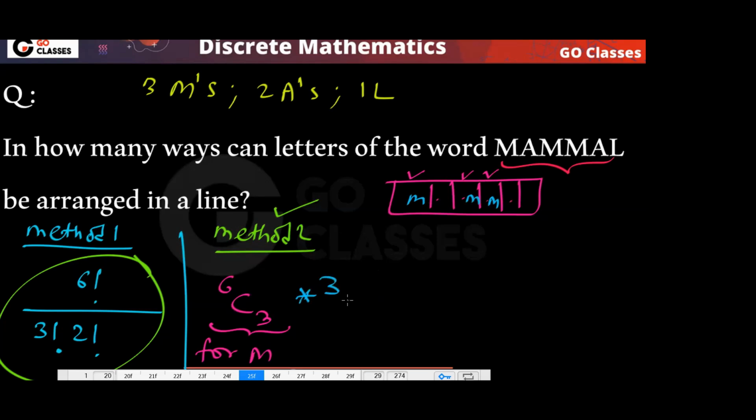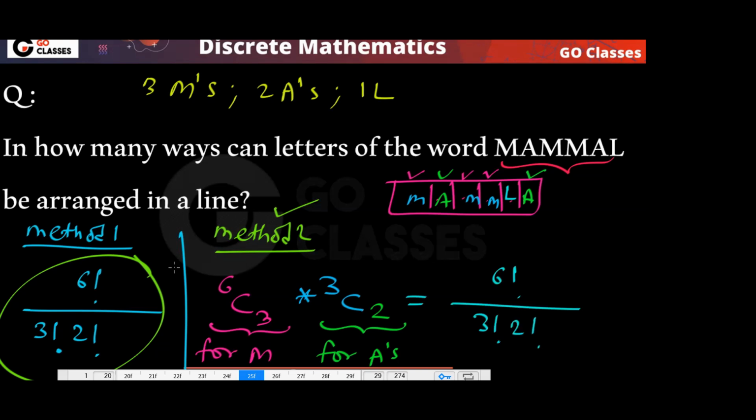From the remaining 3 positions, you select 2 positions for A's. Now A can arrange in only one way. And then in the remaining position, automatically L will go. You can notice this is the same as 6 factorial divided by 3 factorial, 2 factorial. Both are the same.